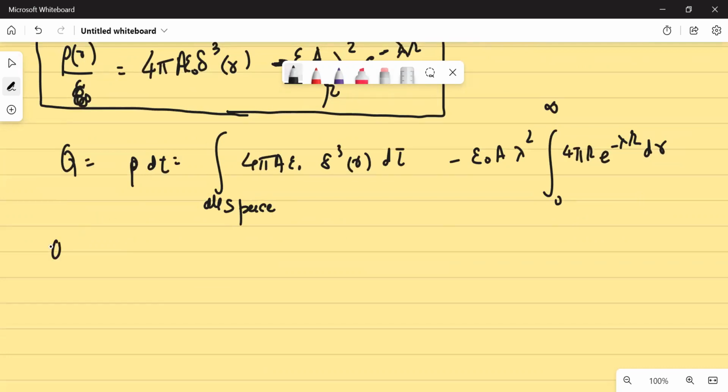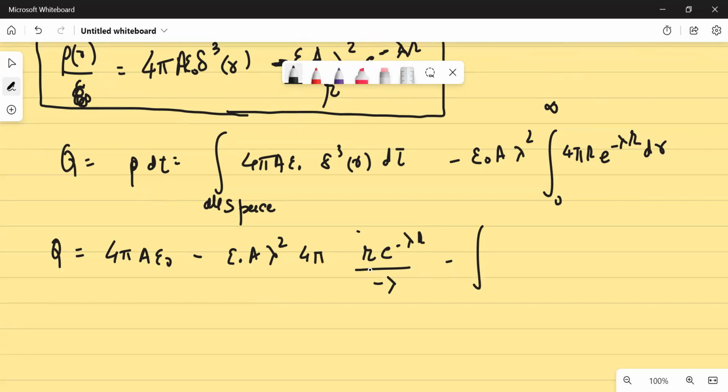Okay. So this will eventually lead me to the integral. This is 4 pi a epsilon naught minus epsilon naught lambda square, and 4 pi will also come out. Integration r e to the power minus lambda r dr. So this will be e to the power minus lambda r upon minus lambda, minus integral, r's derivative is 1, and e to the power minus lambda r's integral will be plus 1 upon lambda, and again e to the power minus lambda r would be there. So this would be minus 1 upon lambda square e to the power minus lambda r.